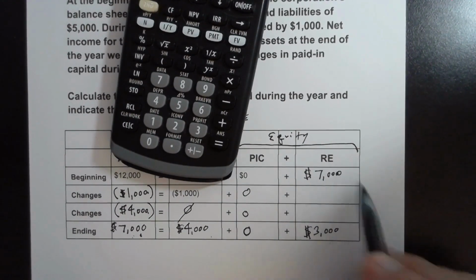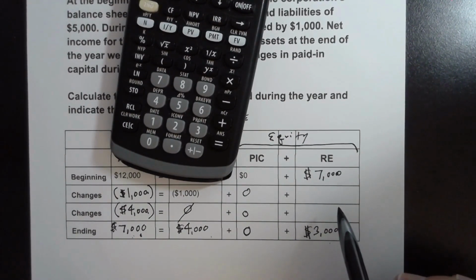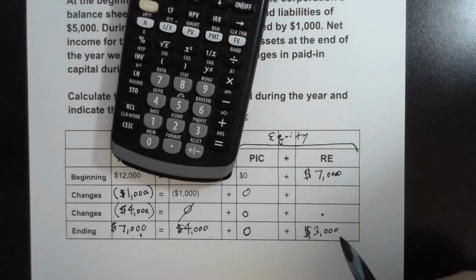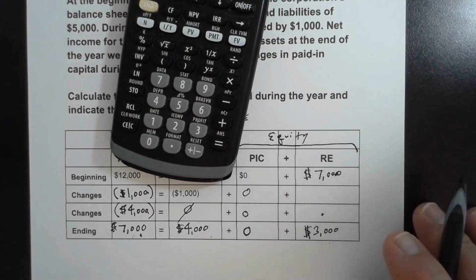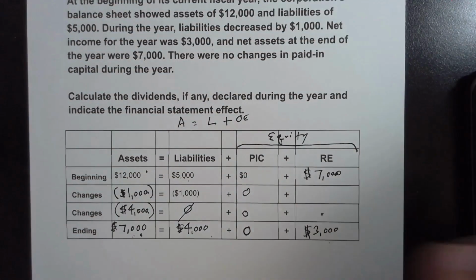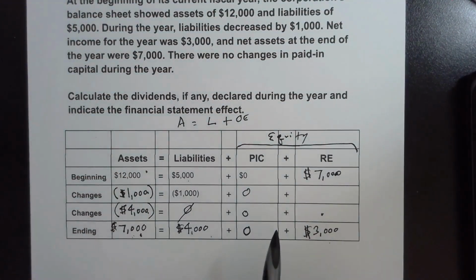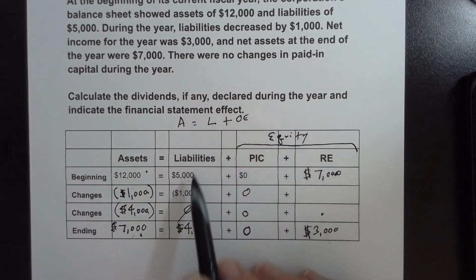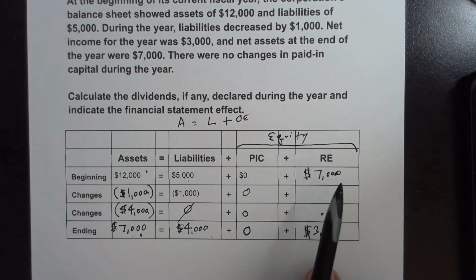So the last part here is we need to figure out what the change in retained earnings is, and that's pretty straightforward. It's going to be reduced by 4,000. We know that because that's the only way you can go from 7,000 to 4,000. But we need to be a little bit more sophisticated about this because it tells us our net income was $3,000. So we can't forget that $3,000 was added to our retained earnings.